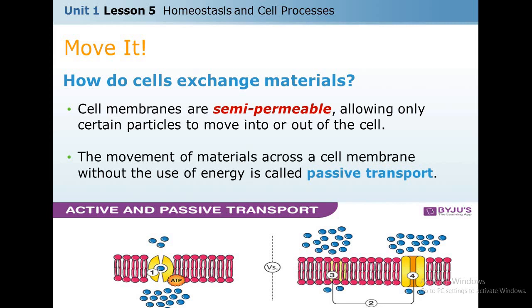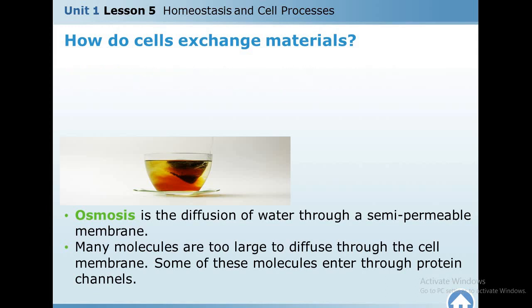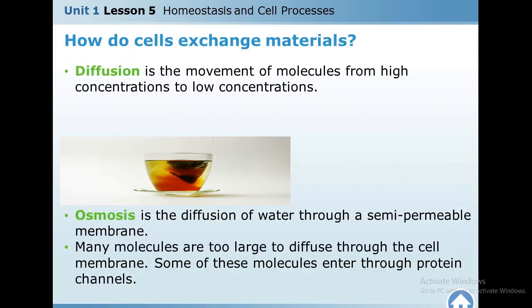If the materials are moving into and out of the cell without the need of energy, this is called passive transport. Passive transport, they don't need energy. And as in figure 2, there's no energy. And if energy is needed and required to move the materials in and out of the cell membrane, this is called active transport. So for the active, they need energy, and for the passive, they don't need energy to transport the materials along the membrane.